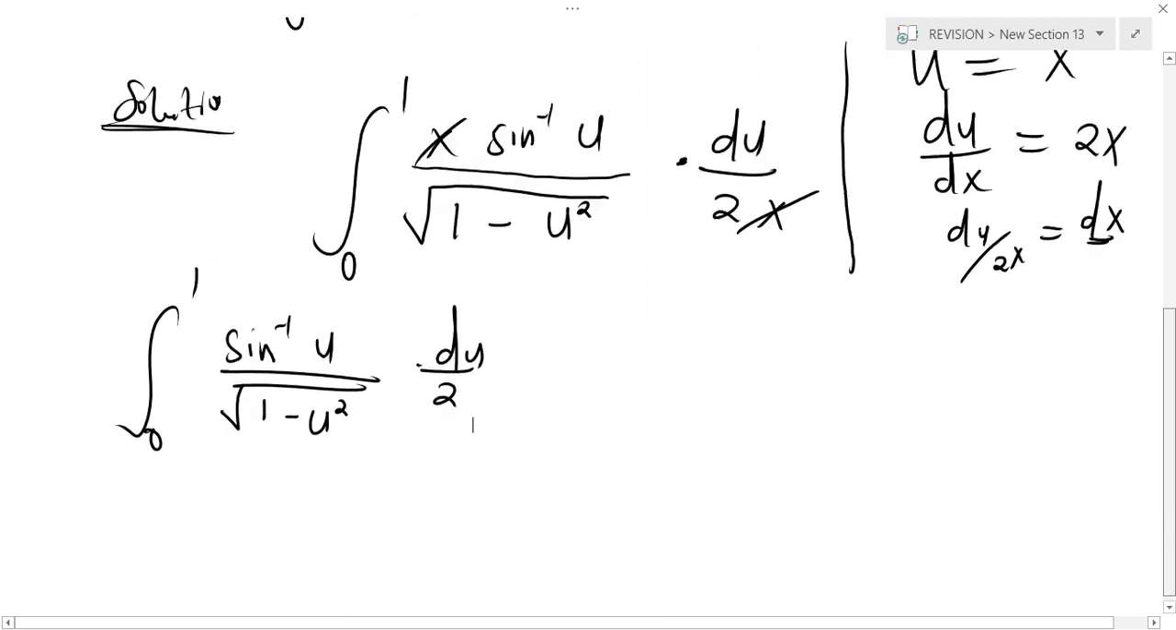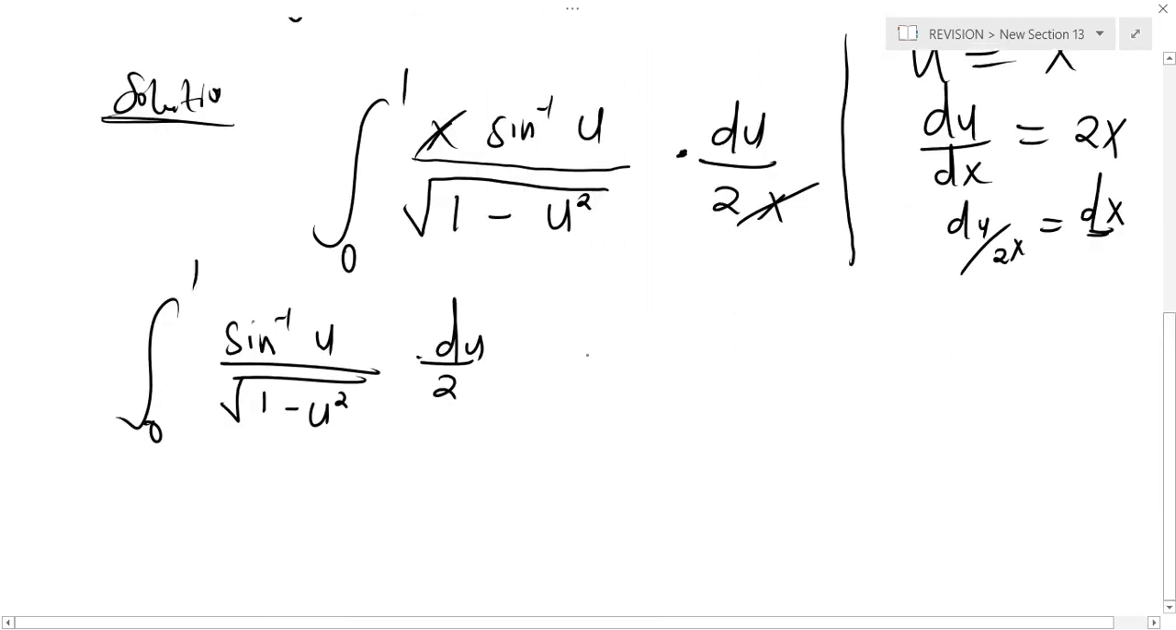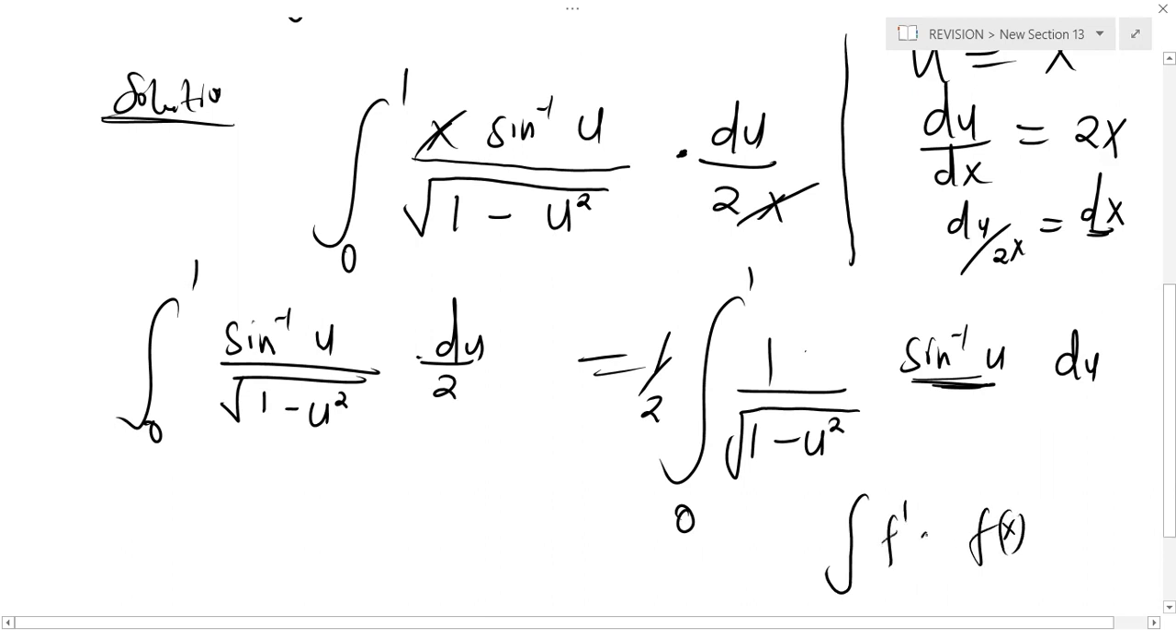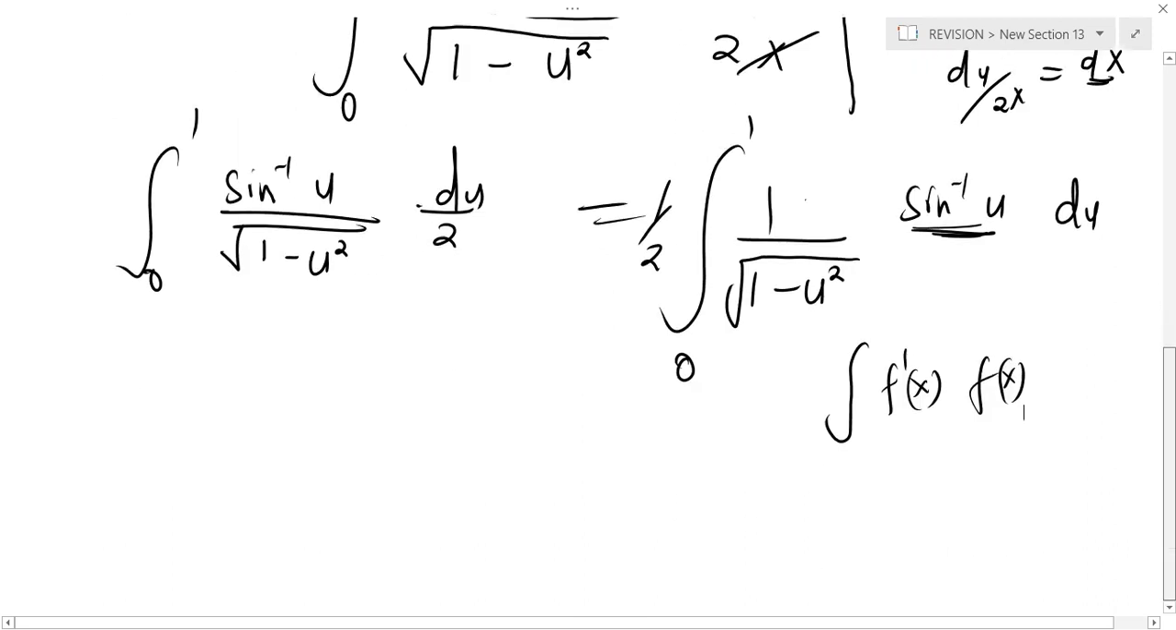Now I want to rearrange this so that we can clearly see how it turns out. This is a half integral from 0 to 1 of 1 over the square root of 1 minus u squared, times sine inverse u, du. Now notice that if you differentiate sine inverse u, you get this function here. So this function is basically in the form f of x, and then this is f prime of x. If you differentiate this, you get this. So the best way to solve such functions is by using algebraic substitution.